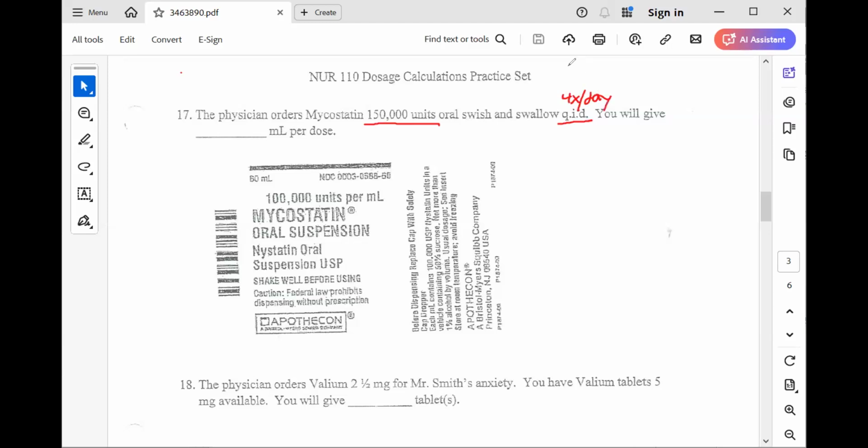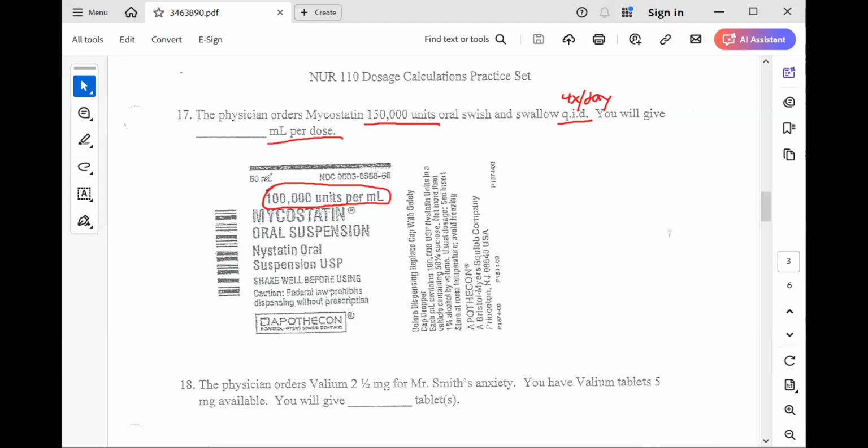Now that's important only if they ask you how many milliliters or how many teaspoons or tablespoons to give per day, but it clearly says they want to know how many ml per dose. So before I do any kind of setup or equations, I need to look at the label and find out what my available is. My available is 100,000 units per milliliter.